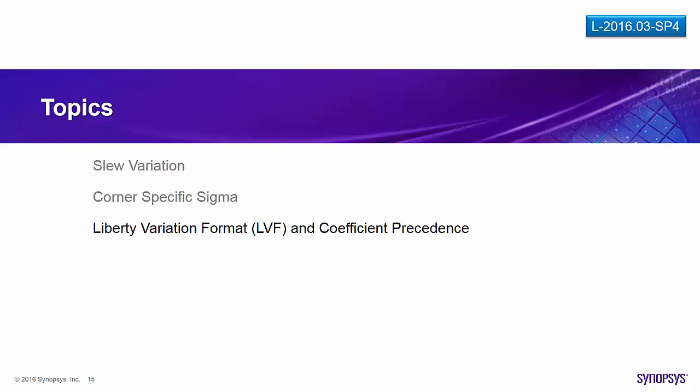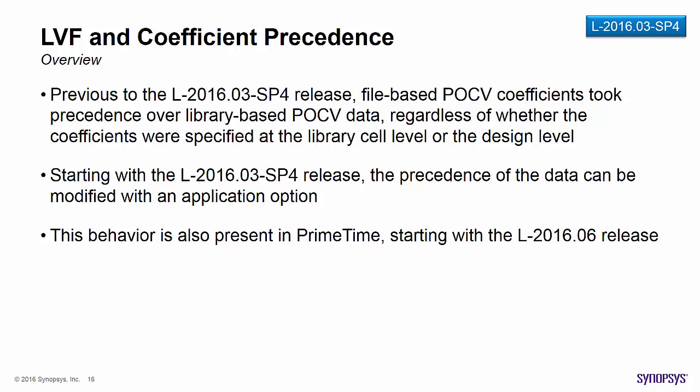The third POCB enhancement is LVF and coefficient precedence. Previously, file-based POCB coefficients took precedence over library-based POCB data, regardless of whether the coefficient was specified at the library level or at the design level. From 1603 FP4, the precedence of the data can be modified with an application option. This is consistent with PrimeTime 1606.